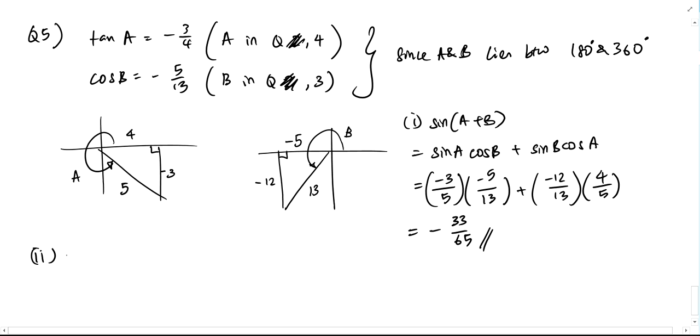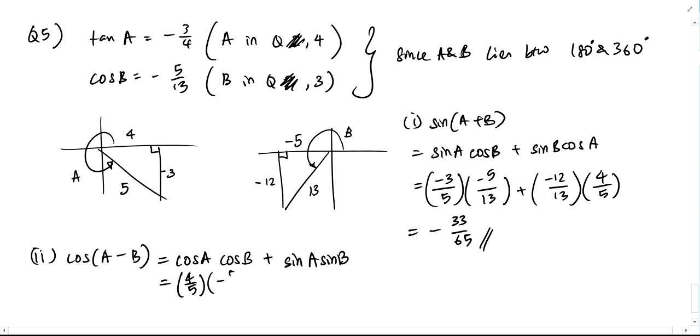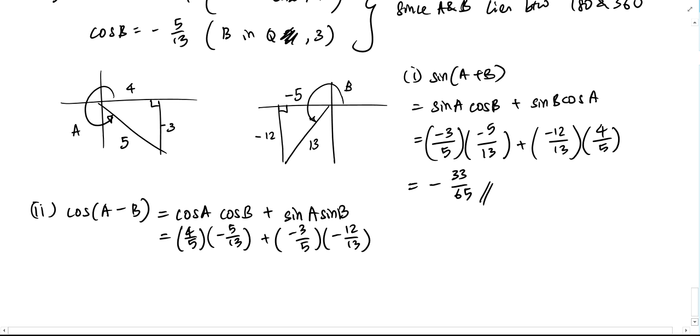So now for part 2, cosine of A minus B. We expand it out, cosine A, cosine B, plus, we change the sign. So sine A, sine B. All these values we can get from the triangle. So cosine A, cosine B, plus sine A, and sine B. Answer in this case, 16 over 65.